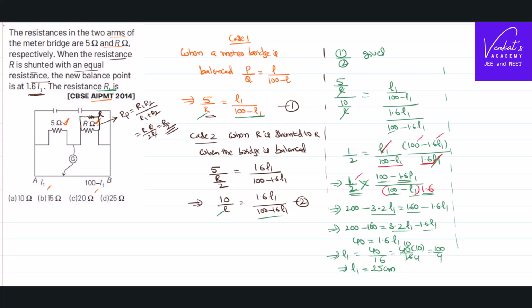Once I have L1, I can substitute in equation number 1 or 2. Equation number 1 is simple, so I will use it. Substituting L1 in equation number 1 gives 5 by R equals 25 by 100 minus 25. So 5 by R equals 25 by 75, that is 1 by 3. That implies R equals 15 ohms. 15 ohms is the answer for the problem.